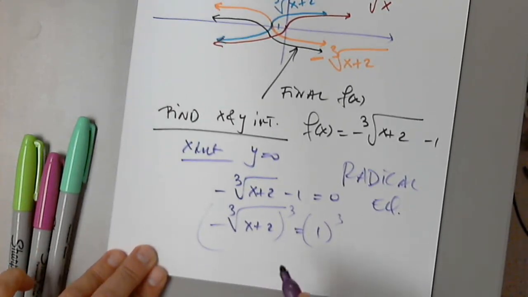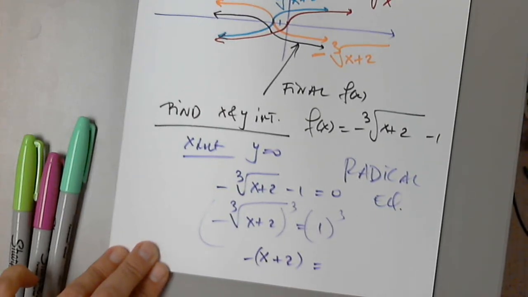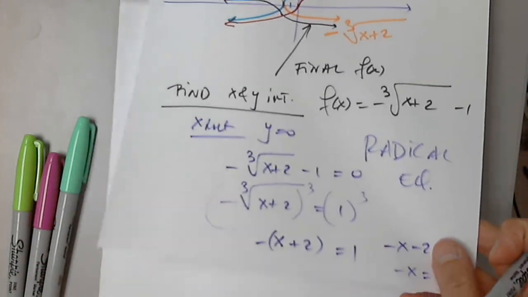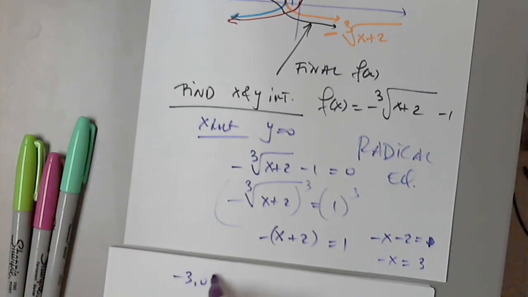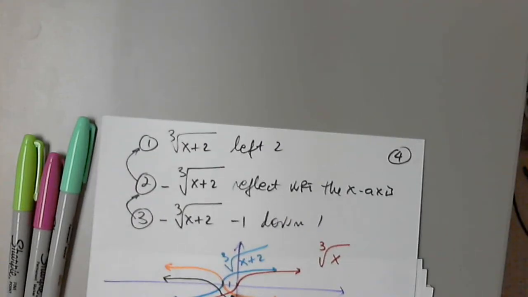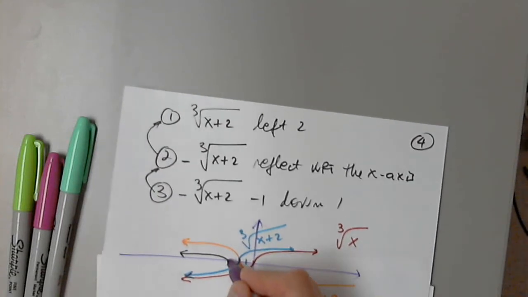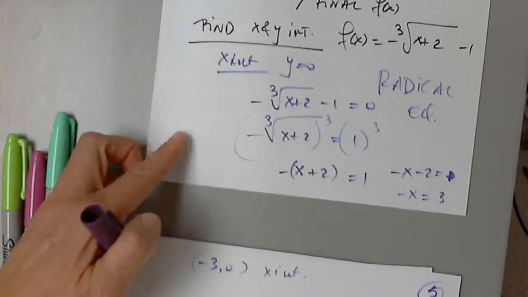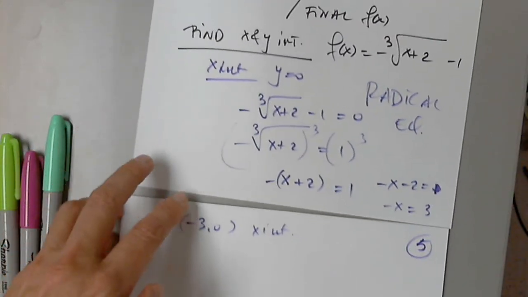The left-hand side becomes negative x minus 2, and the right-hand side is 1. So negative x minus 2 equals 1, or negative x equals 3, or x equals negative 3. So negative 3 comma 0 is the x-intercept. Obviously my graph is not too far from the truth. It's right here at negative 3, 0. Far from being perfect, but not too far from reality.